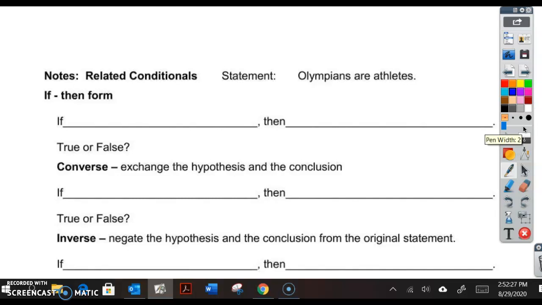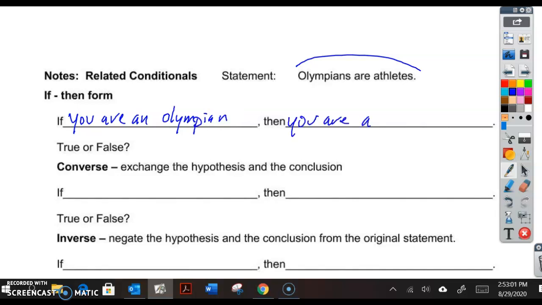So we are going to now move on to related conditionals. So we just talked about, and I think I skipped a couple examples that we would do in class. And they're more for discussion, which I can't do on here. So we're going to write these out. So here's our statement. Olympians are athletes. So let's see if we can write that in if-then form. If you are an Olympian, then you are an athlete. Okay, so we would have a discussion about that and we'd say, yeah, it's probably true.